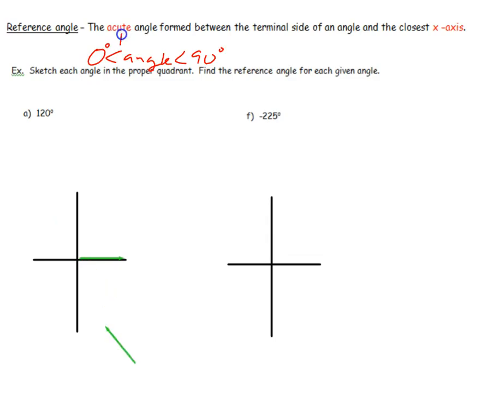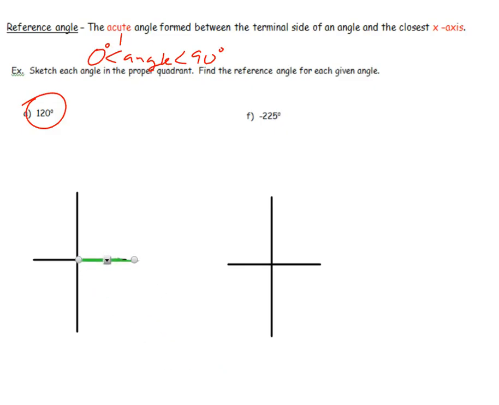The first part says, let's sketch an angle in the proper quadrant and then find the reference angle for the given angle. So the first one is 120 degrees. Well, let's see here. I know that every angle in standard position starts on the positive x-axis. As you can see, this green right here is the starting side of my angle. And now I've got to come in and draw this new terminal side to that angle.